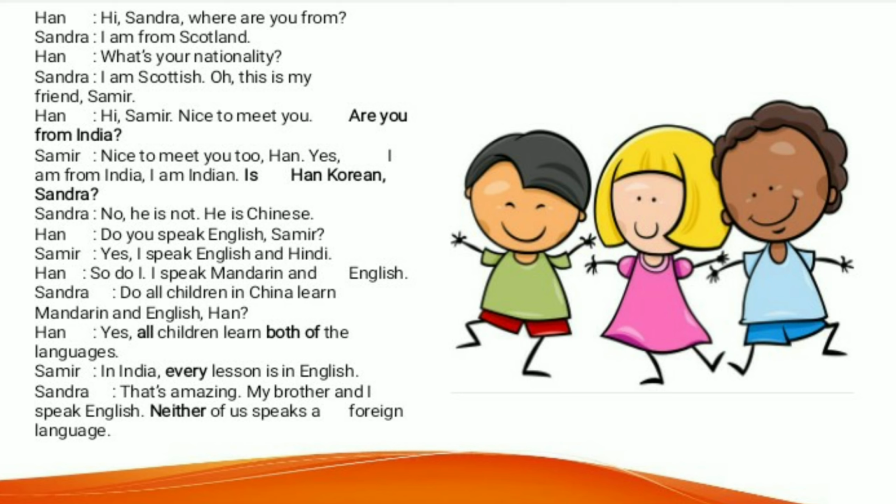Do you speak English, Samir? Yes, I speak English and Hindi. So do I. I speak Mandarin and English. Do all children in China learn Mandarin and English, Han? Yes, all children learn both of the languages. In India, every lesson is in English. That's amazing. My brother and I speak English. Neither of us speaks a foreign language.